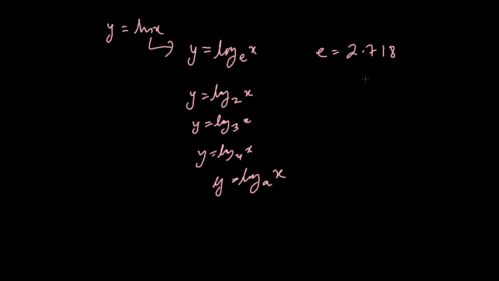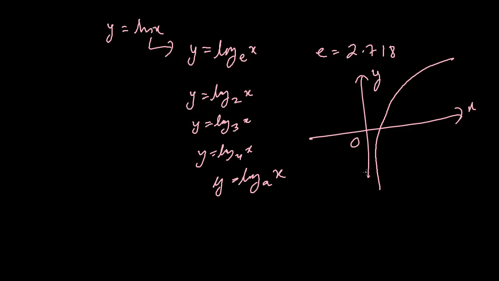Well, it doesn't change much. The sketching of y equals log base 2 of x, log base 3 of x, log base 4 of x, or log base e of x, that is ln x, is the same when we do the rough sketch. So it is going to be like this. We have a y-axis, an x-axis, the origin, and it is going to cut the x-axis at the point 1, and it is going to be parallel to the asymptote, which is x equals 0.